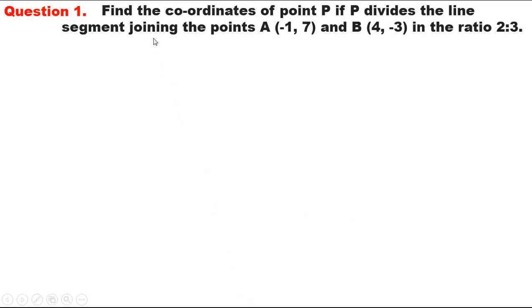2022-2023. Question first. Find the coordinates of the point P if P divides the line segment joining the points A and B in the ratio 2:3.